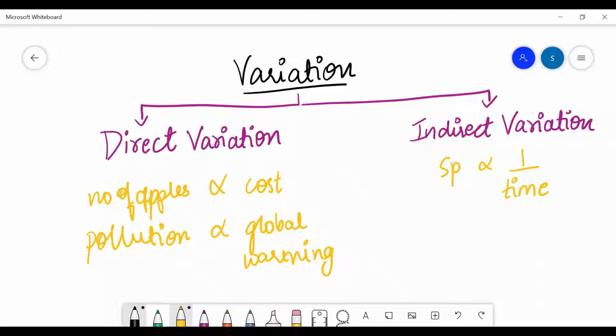Now under indirect variation, let's take the example of speed and time. What that means is if you're going somewhere and you increase the speed at which you're moving, the time taken to reach that location decreases. So this is an indirect variation where you're increasing the speed to reduce the time. Another example is bank balance versus expenditures. If your expenditures are too high, if you're spending a lot of money, then the amount in your bank balance is going to decrease proportionally. So this also is an example of indirect variation.